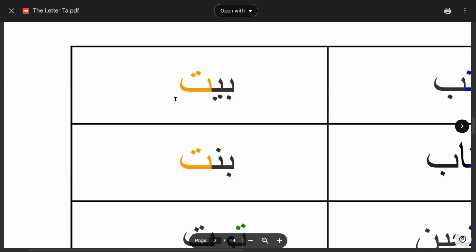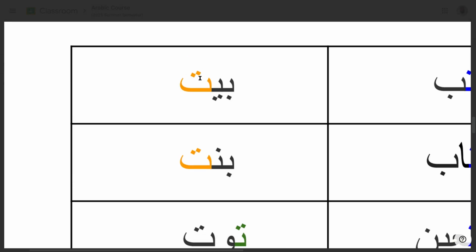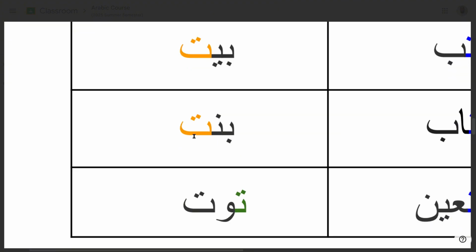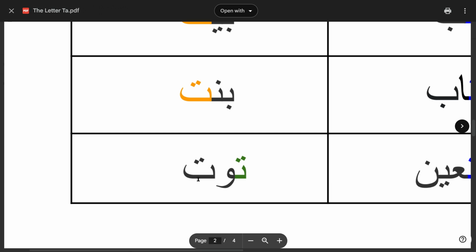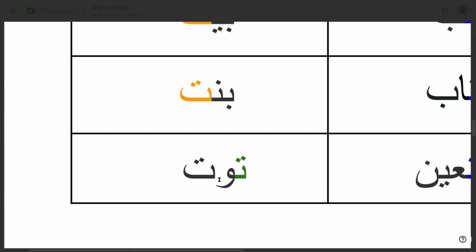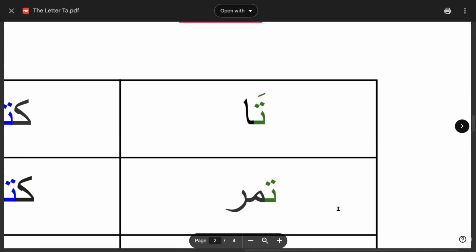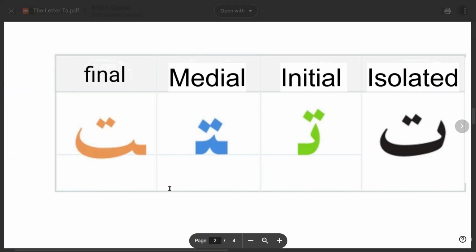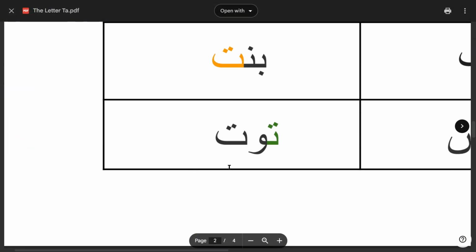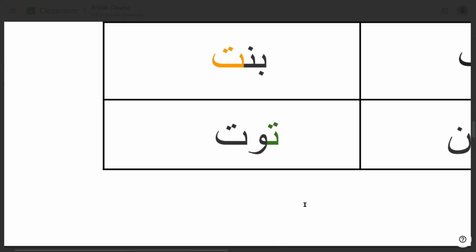Final form, we have it here. Ta, in its final form. I'm always going to be referring to the dots because we're going to be using the dots to recognize the letters. We have bint, which means girl, right here. We have tut, that in its isolated form, because there are certain letters that don't connect, so that is left by itself. I believe tut is some berries. So I put the pictures. Sometimes the pictures help people. Some people are more visual learners. We have tut right there.